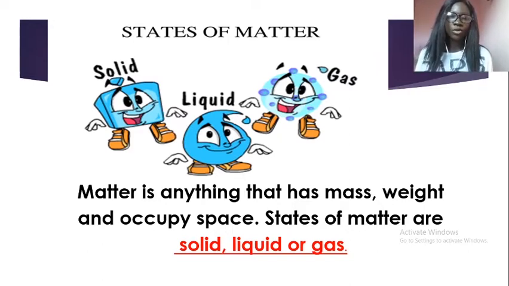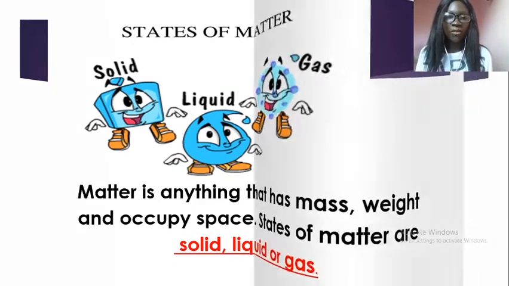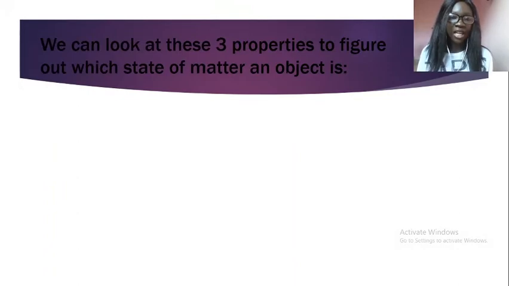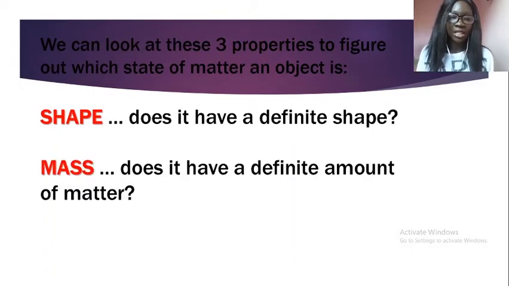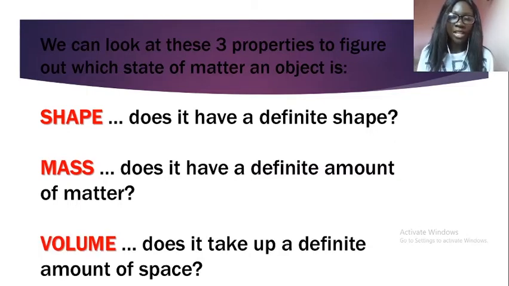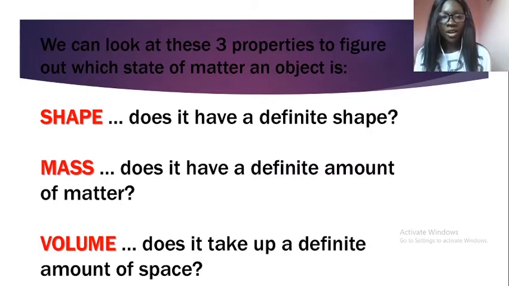Now we are going to group this matter into three states. We have solid, liquid, and gas. In these states of matter, we are going to be using three properties to define them. We're going to be looking at if they have a definite shape, if they have a definite amount of matter, that is the mass, and if they take up a definite amount of space, which is the volume.